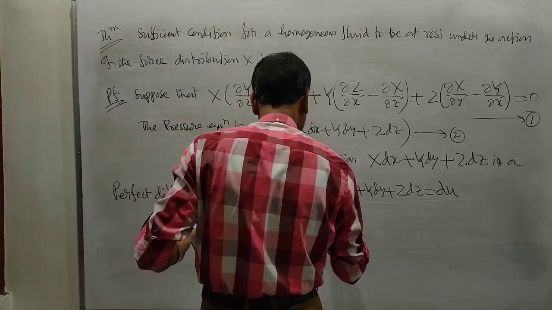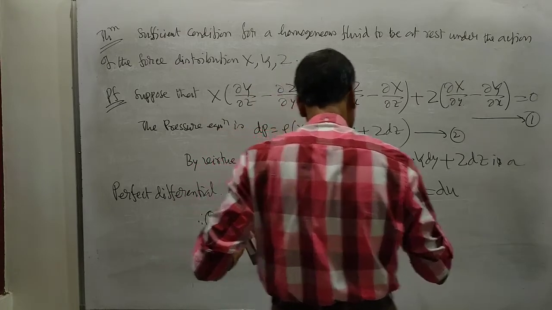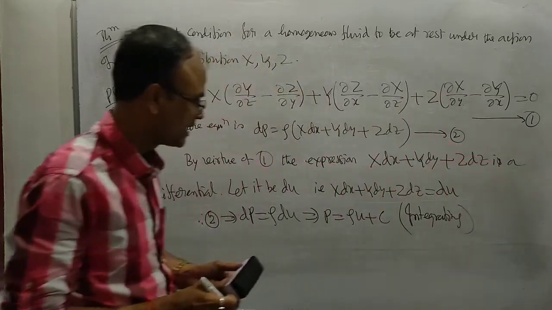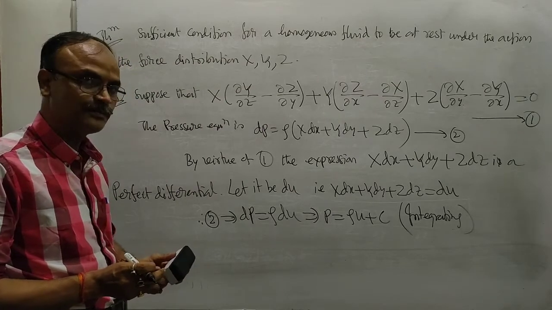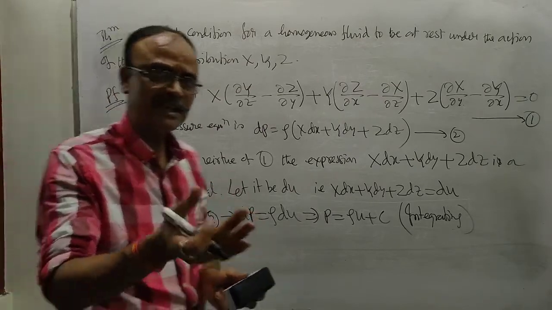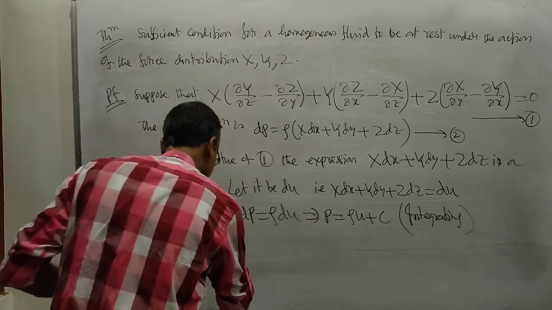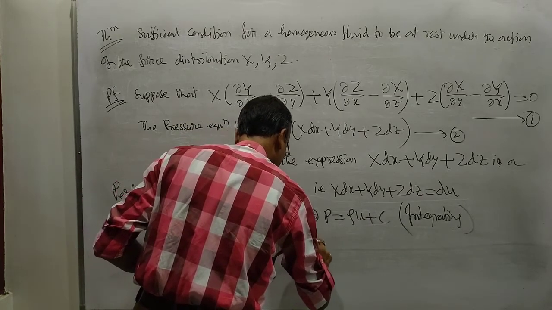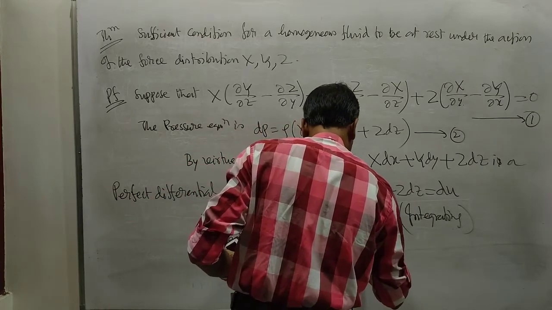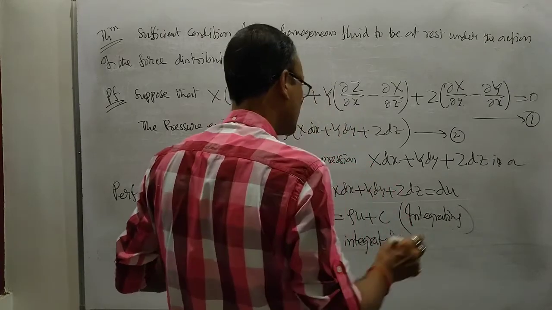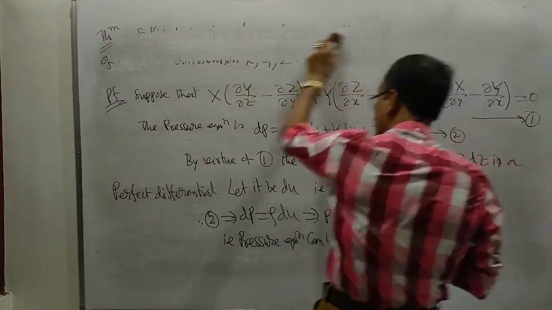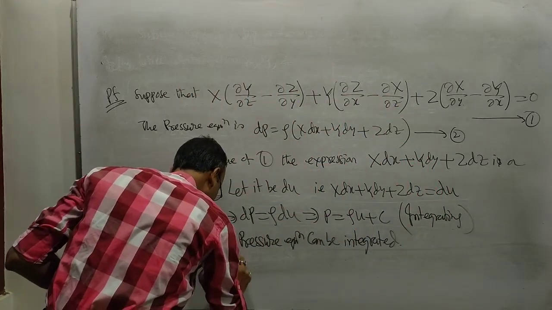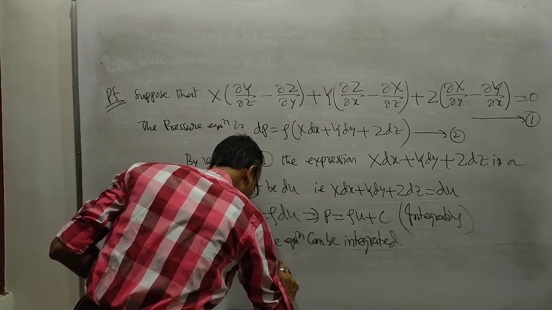This means P equal to rho u plus constant, integrating. After integrating, we get P is equal to rho u plus c. This means the pressure equation can be integrated. Therefore, the fluid is at rest.